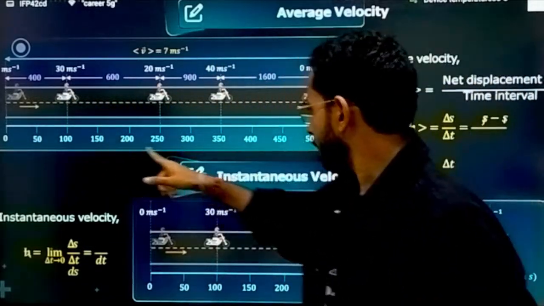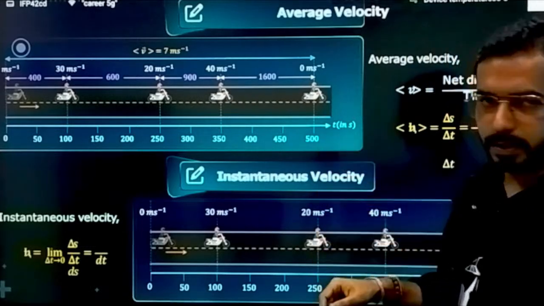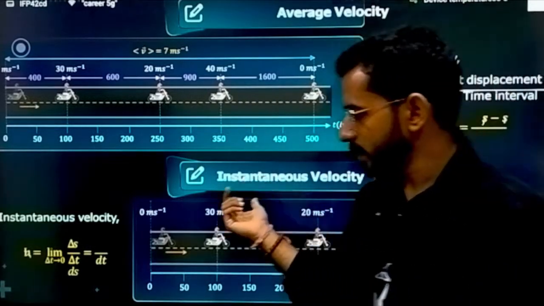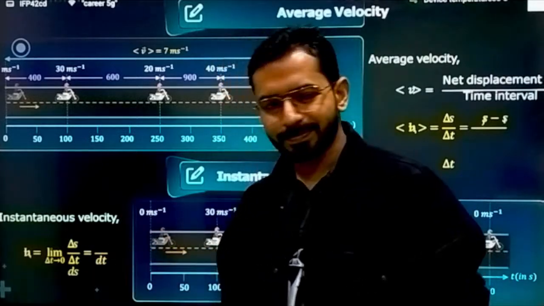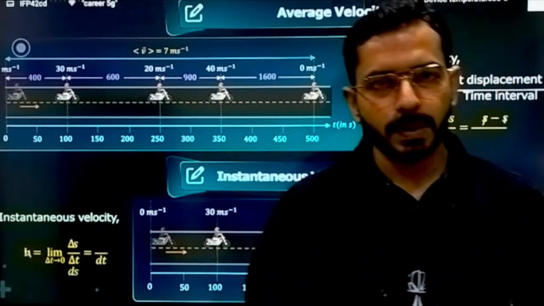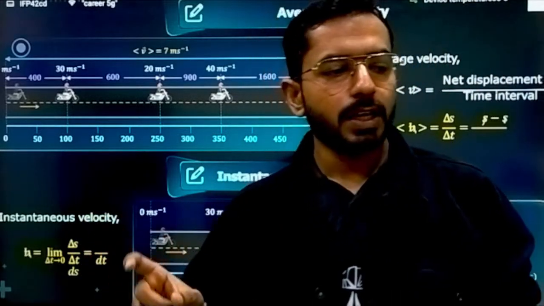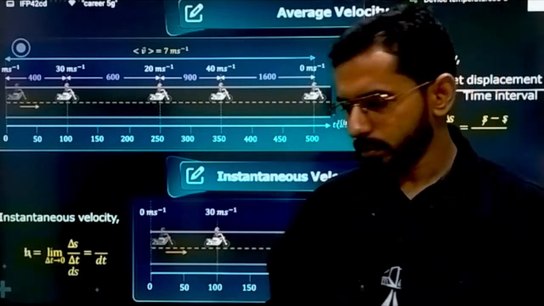Then total time is already clear that it is 500 seconds. Just divide it, you will have the average speed. Instantaneous: if sometimes someone is asking you, just do ds by dt. Differentiate if any equation is given for the position vector. Okay, position vector with time relation will be given. So just differentiate it, you will have your relation.